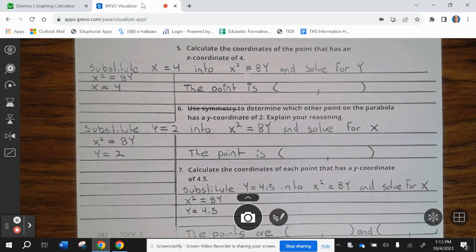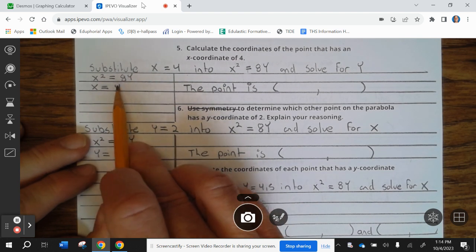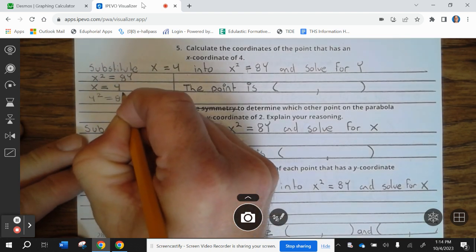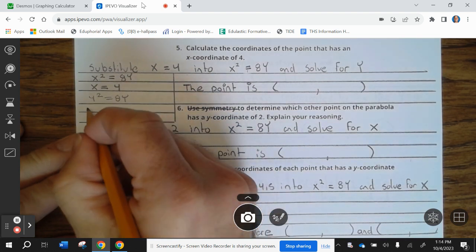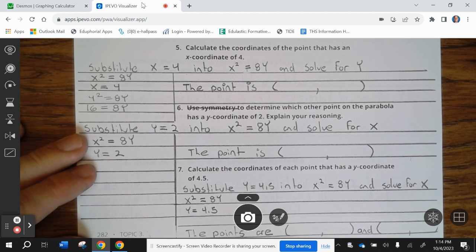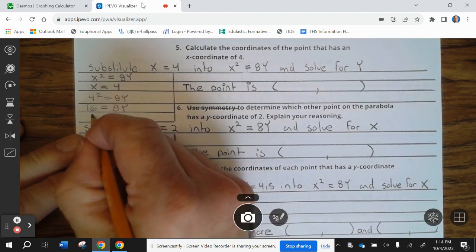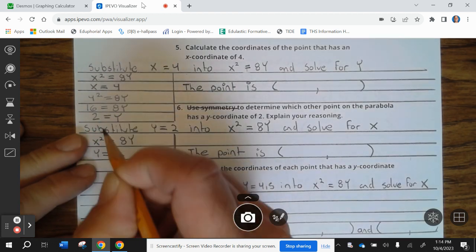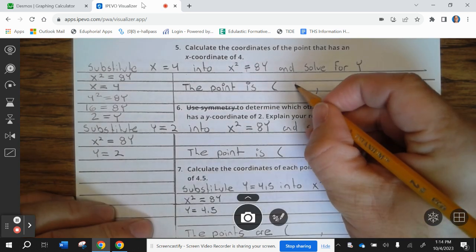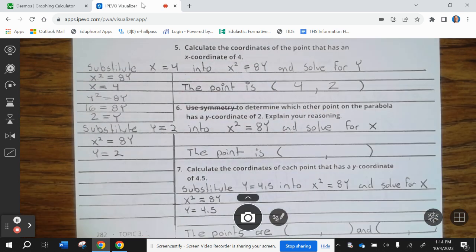Calculate the coordinates of the point that has an x-coordinate of 4. So we're going to substitute x equals 4 into x squared equals 8y and solve for y. So we're going to plug 4 in for x. That's 4 squared equals 8y. That's 16 equals 8y. So 2 equals y. So the point is (4, 2).